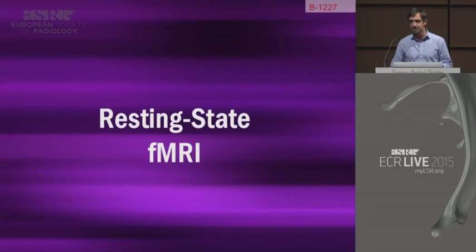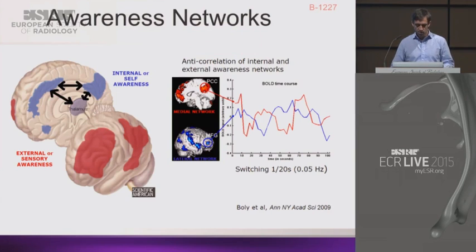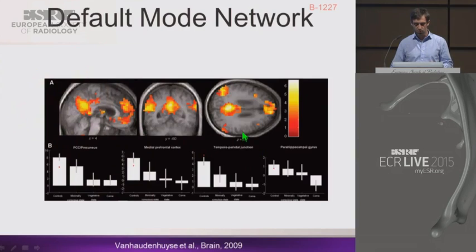Another technique is resting state fMRI, where the patient doesn't need to be stimulated. We can check several networks, and there are networks which are linked to awareness itself, a more medial one linked to internal awareness, and a more lateral one linked to external awareness. And we can show with resting state fMRI some anti-correlation between these networks. We have also shown that the connectivity of the default network was inversely correlated with the level of consciousness.